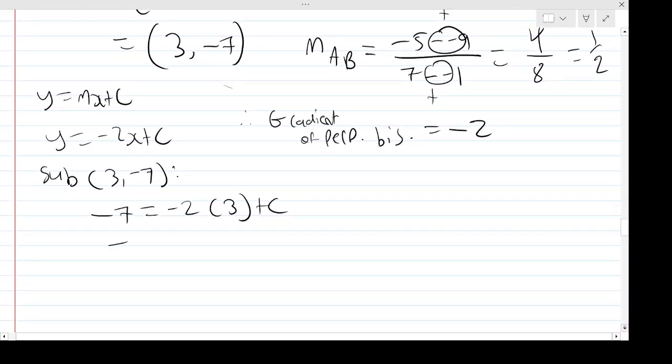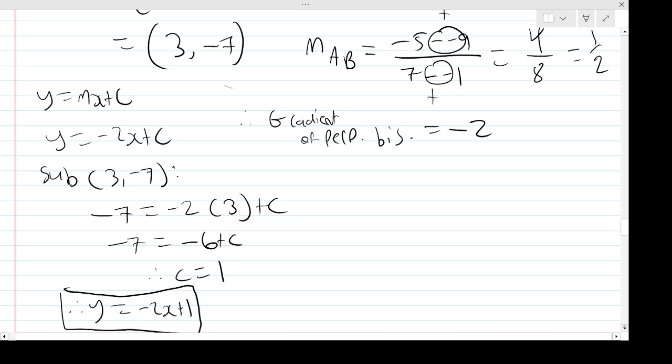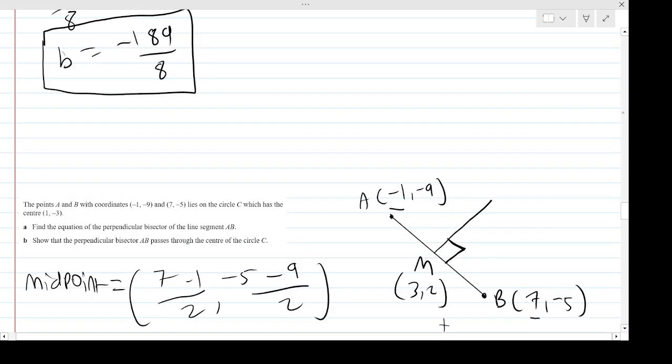And then we can work that out. So -7 is -6 plus c. Therefore, if you add 6 to both sides, c is 1, which means that our equation is y is -2x plus 1. There we are. So that's the equation of the perpendicular bisector.